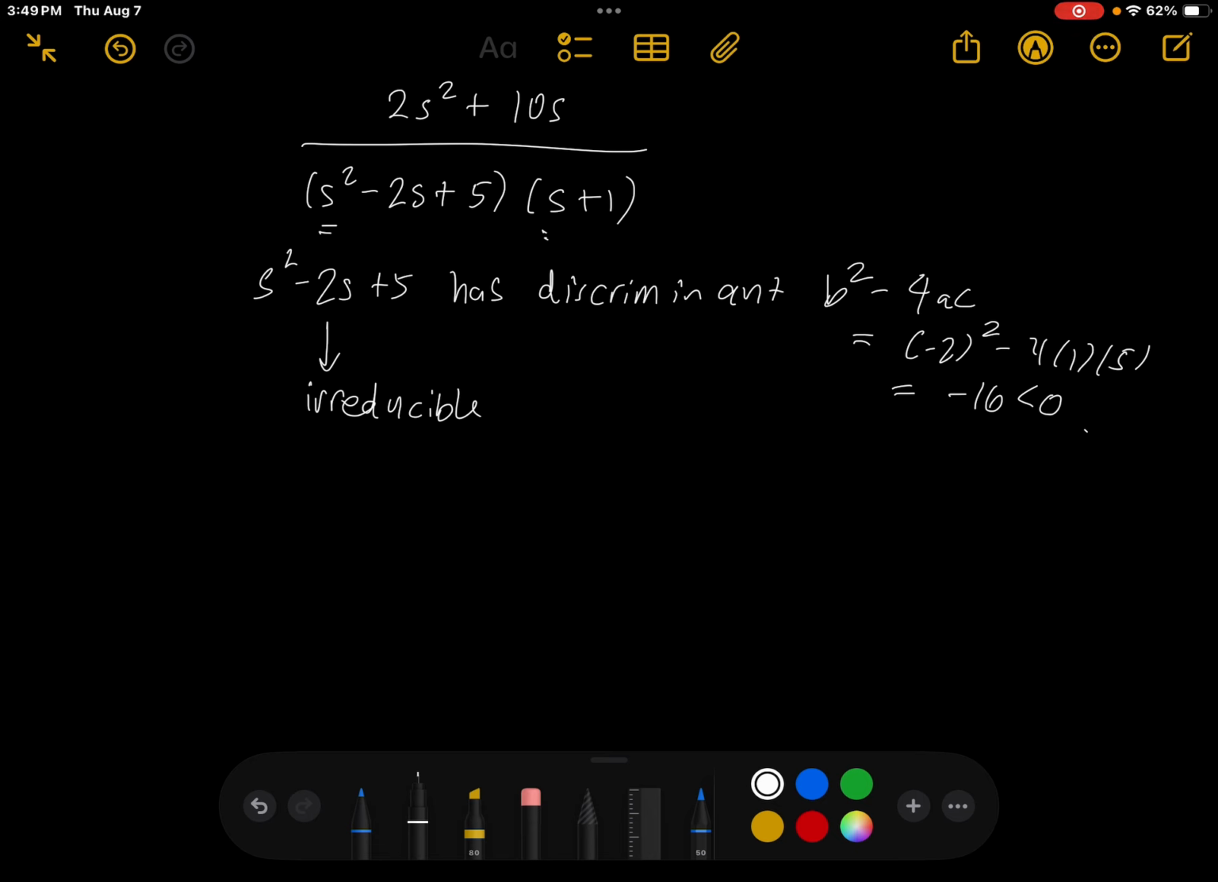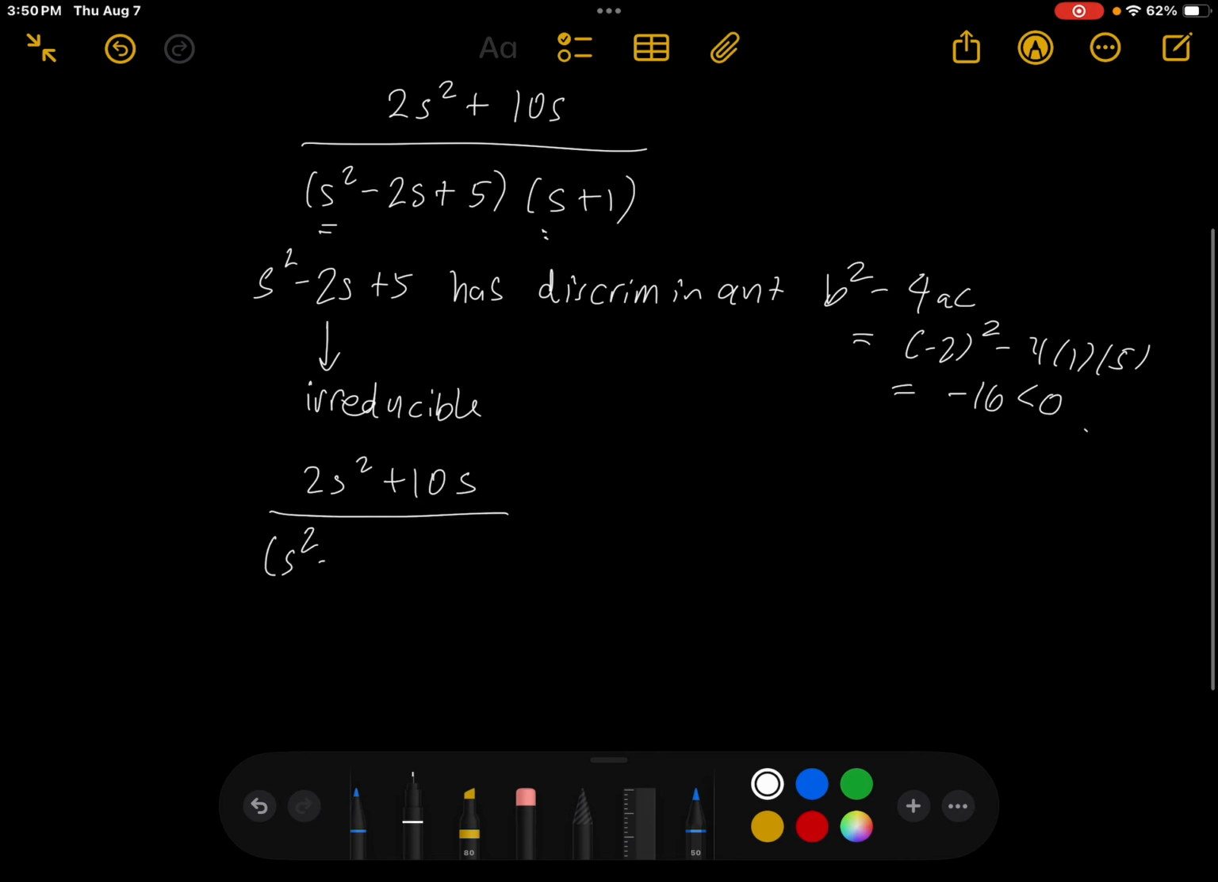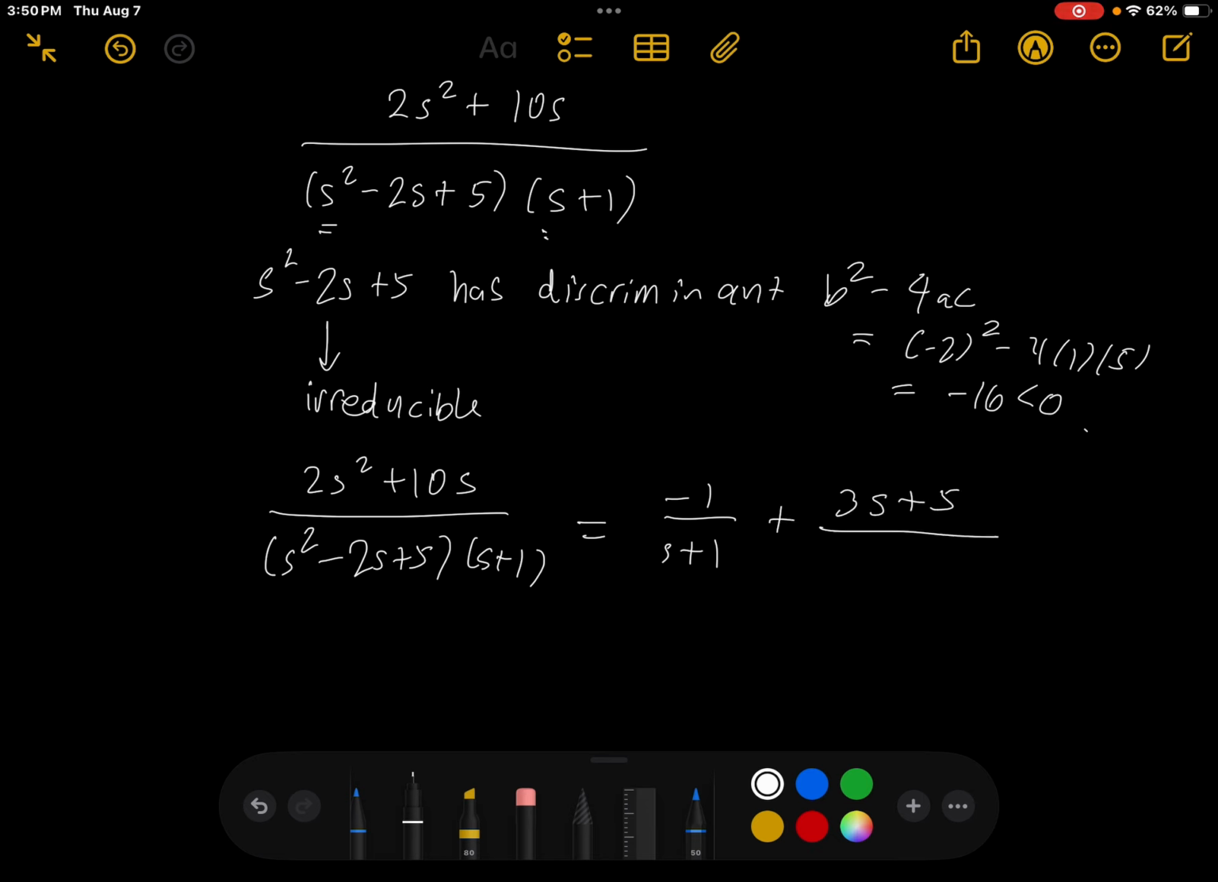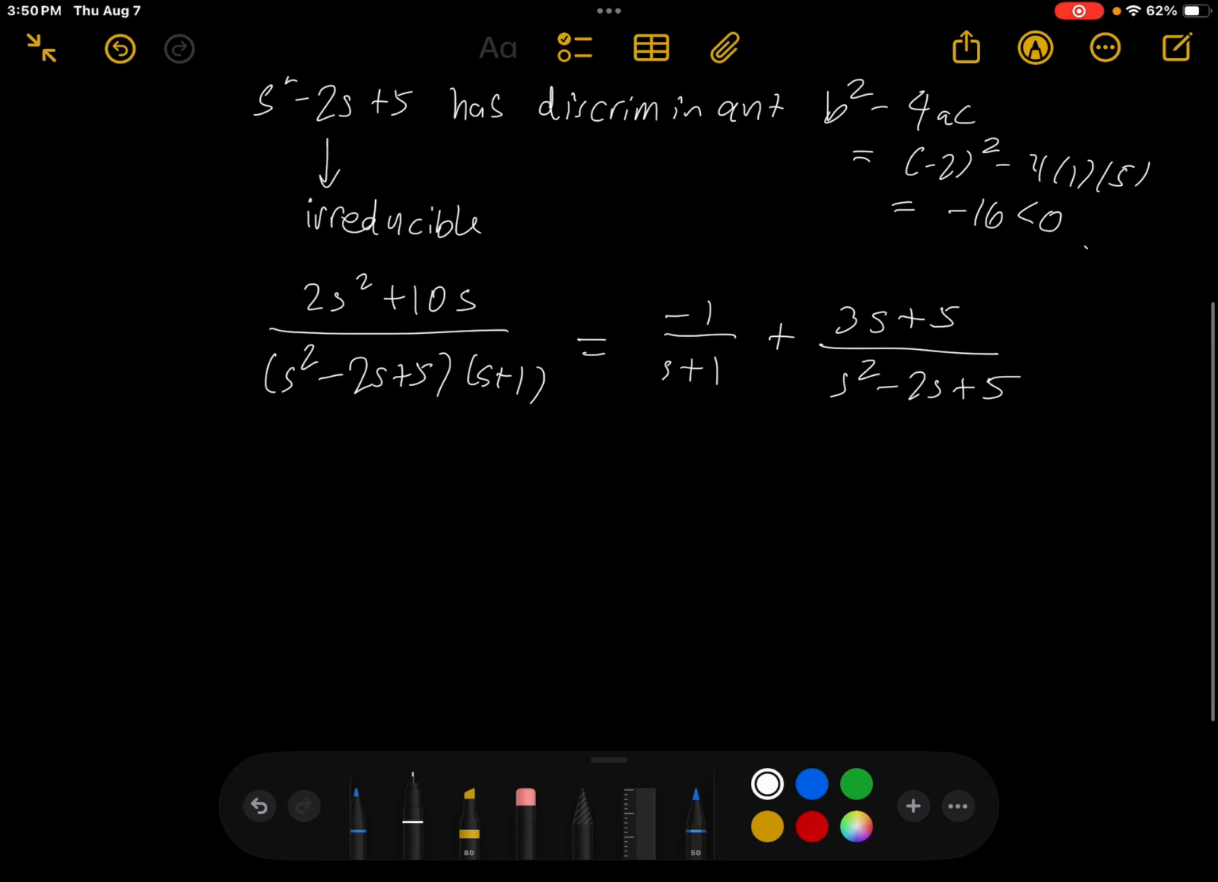Okay, so you do partial fractions to this. I have a video where I actually did the partial fraction decomposition of this. It's the video where I talk about partial fraction decomposition. And if you do the partial fraction decomposition, you are going to get (2s squared plus 10s) over (s squared minus 2s plus 5) times (s plus 1) is equal to negative 1 over (s plus 1) plus (3s plus 5) over (s squared minus 2s plus 5). Okay, so pretty standard partial fraction decomposition.